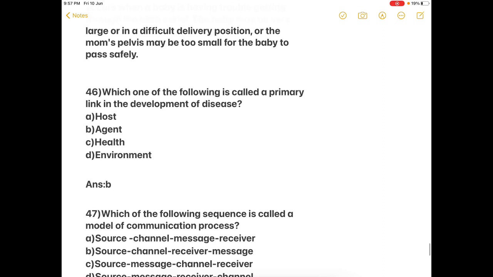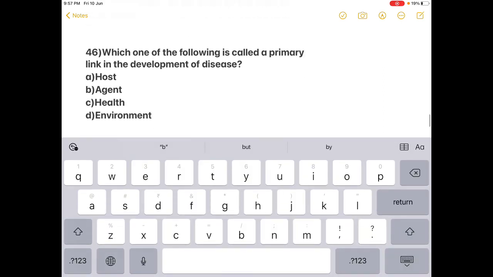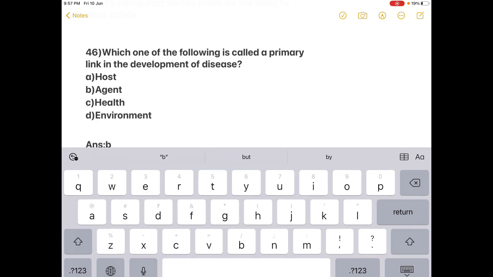Next question. Which one of the following is called a primary link in the development of disease? Option A, host; B, agent; option C, health; option D, environment. The correct answer here is B, agent.